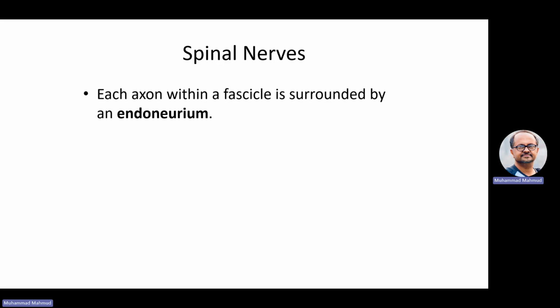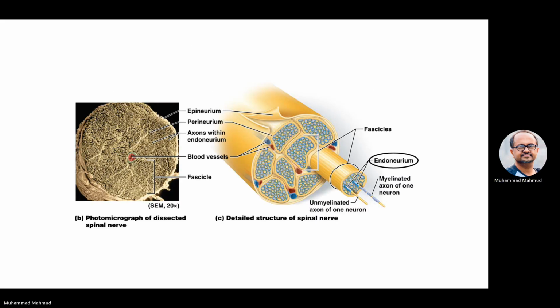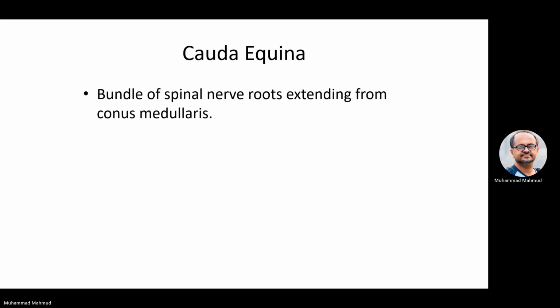So three structures: epineurium, perineurium, endoneurium. Epineurium covers the whole nerve, perineurium covers fascicles, and endoneurium covers each axon.